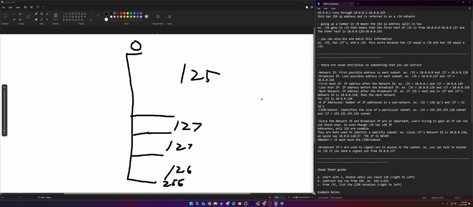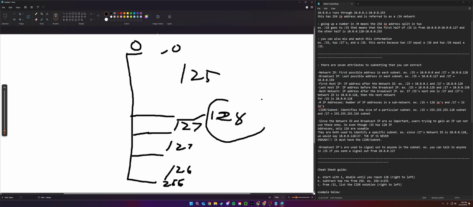The next network is basically the IP address after the broadcast IP. So if it's /25 and the next one's /27, and /27's network ID is 10.0.0.128, then that would be the next network for the /25. Basically what that's saying. So how this one was 128 and this one was 0, since it's divided into different subnets, the next one would just be this one.